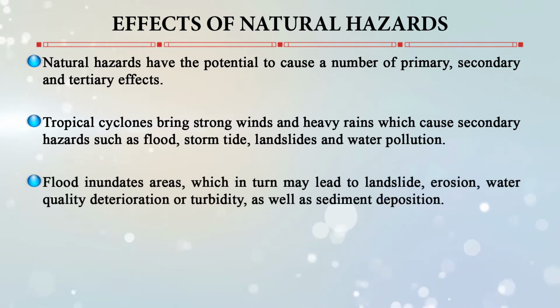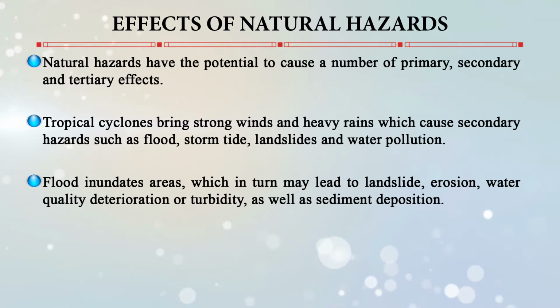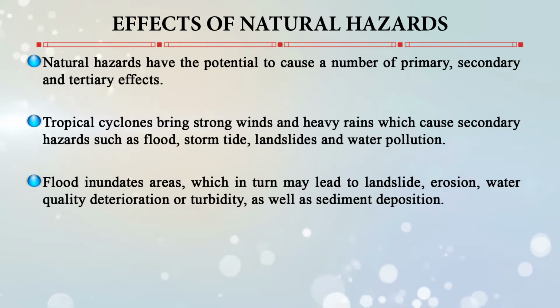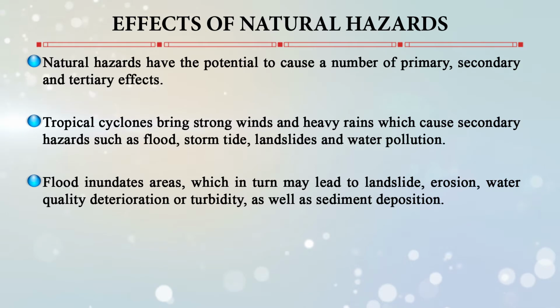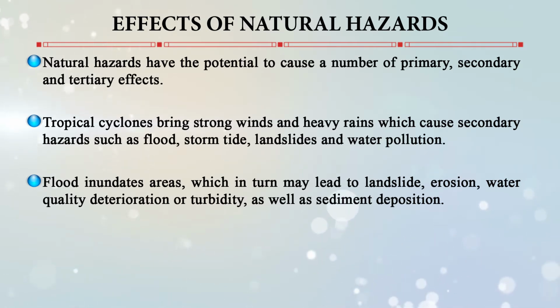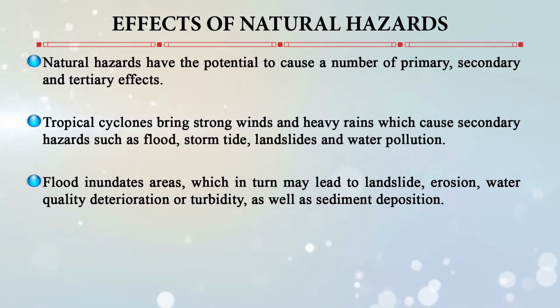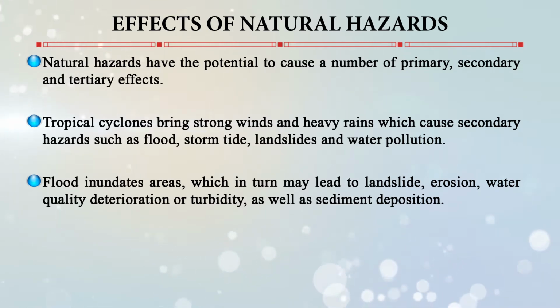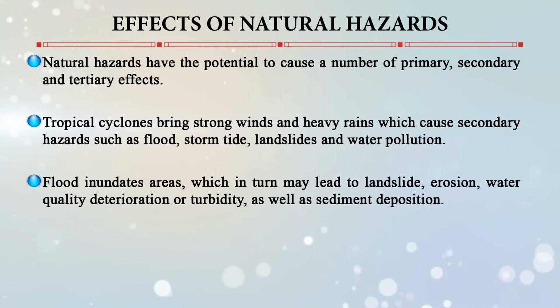Now, if we take flood as an example, it can inundate areas, and in turn lead to landslides, erosion, water quality deterioration and turbidity of the waters. Turbidity means that the water, which normally is transparent, appears turbid. The light penetration will not be there and it appears as a muddled liquid, as well as sediment deposition. So, just due to one flood you may have all these environmental quality deterioration problems.